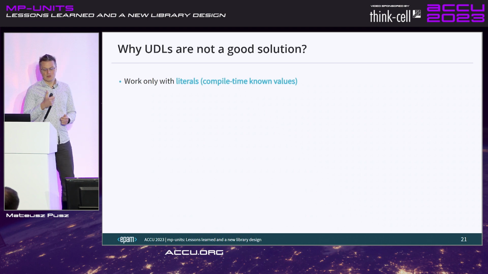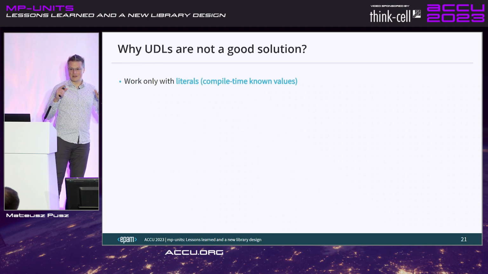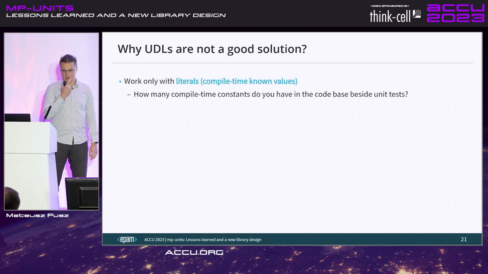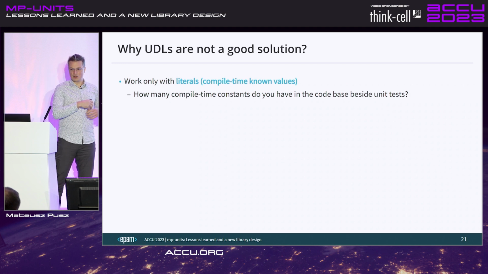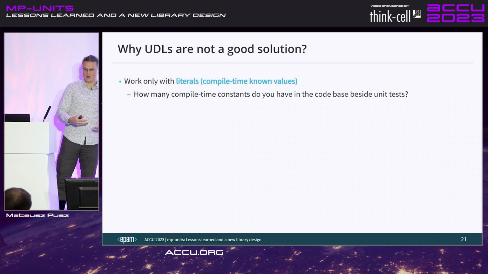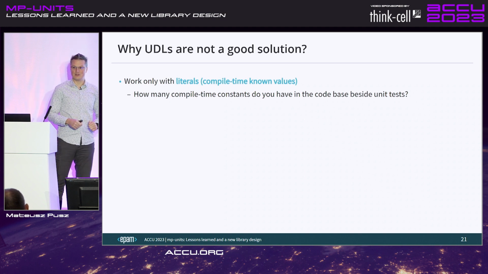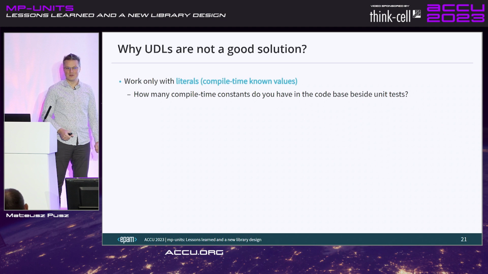First of all, user-defined literals work only for literals, right? Surprise. So compile time known values. How many compile time known values do you have in your production code base? I'm not talking about unit tests, right? The majority of the variables you work with are not known at compile time. So in those cases, UDLs are useless. You just spend a lot of time and a lot of effort to define all of them, and they are not useful. Of course, for unit testing, this is great, right? Because in unit testing, you want to test all of the things, and it's so easy to create.